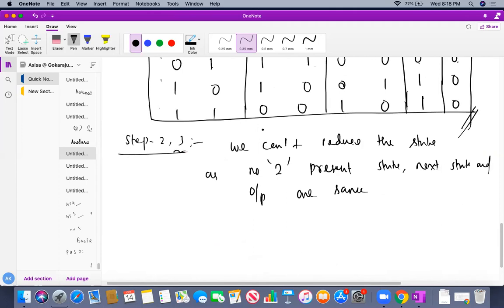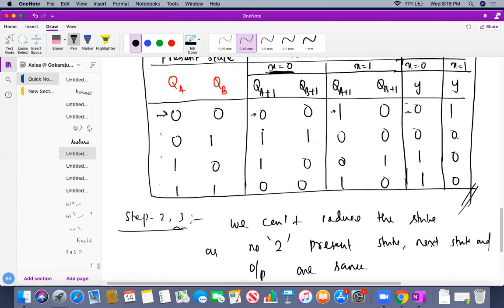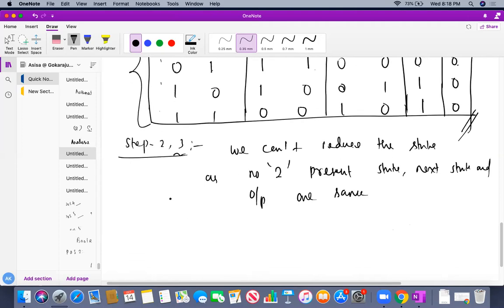Step 2 is, are you able to reduce the number of states? Here how many states? 4 states are there. Can you reduce it? No, obviously. Why? Because no two states are equal for the present state, next state and the output. So we cannot reduce it. And in step 3, the states are already assigned as binary values, so no need to assign them again.